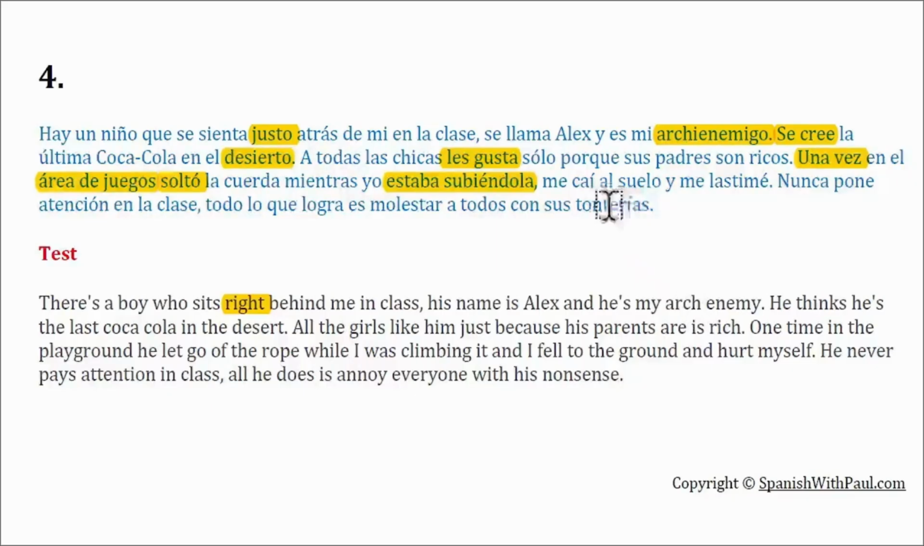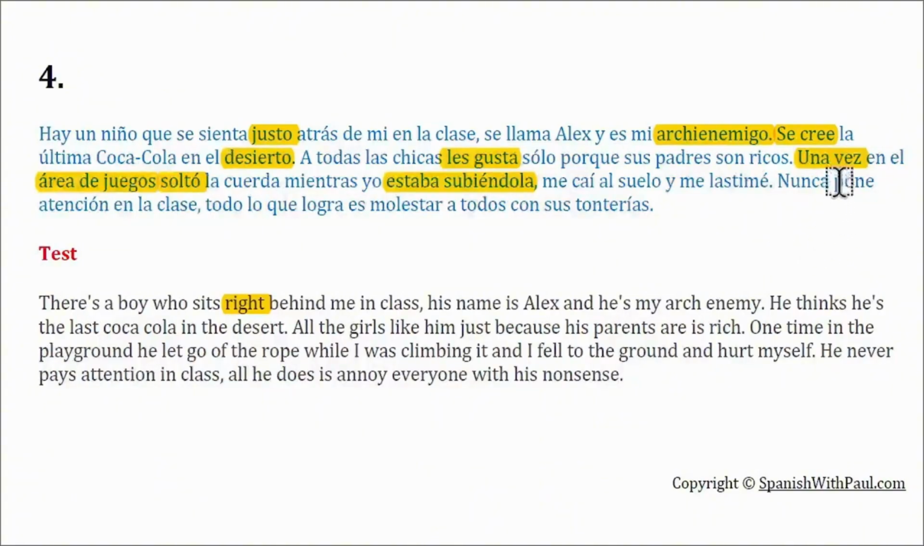Now we have me caí al suelo. I fell to the ground, to the floor. Y me lastimé, and I hurt myself. Lastimar is to hurt or to wound, to injure. So me lastimé, I hurt myself.